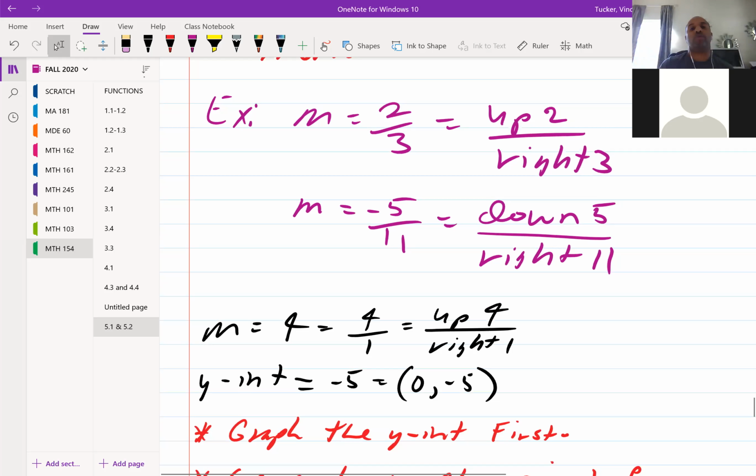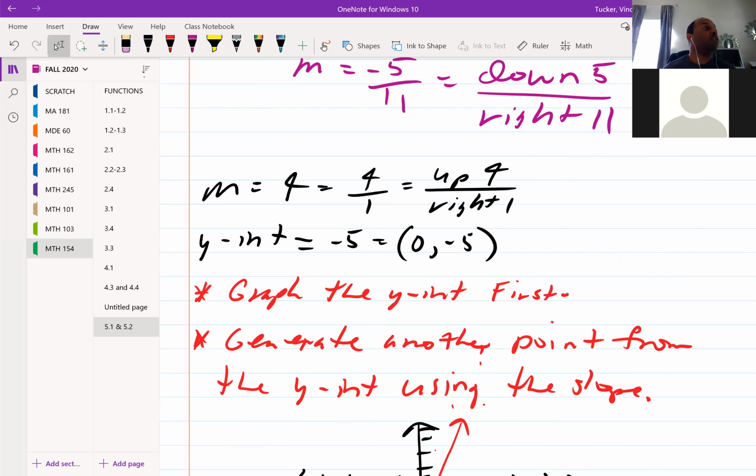So going back to our problem, your slope was 4. As a fraction, that's 4 over 1. Any number sitting alone is over 1. So that means you would go up 4, right 1. And then your y-intercept is -5. Remember we talked about y-intercepts as coordinates. That would be 0 and that number. So that's 0, -5.